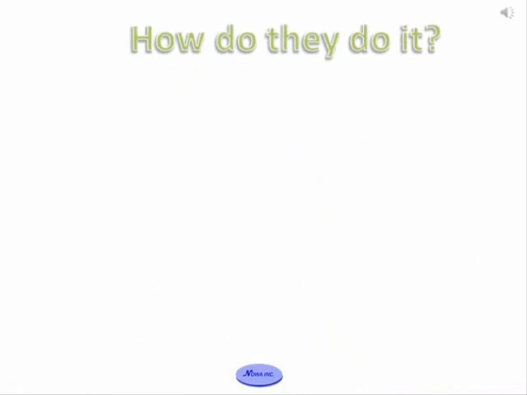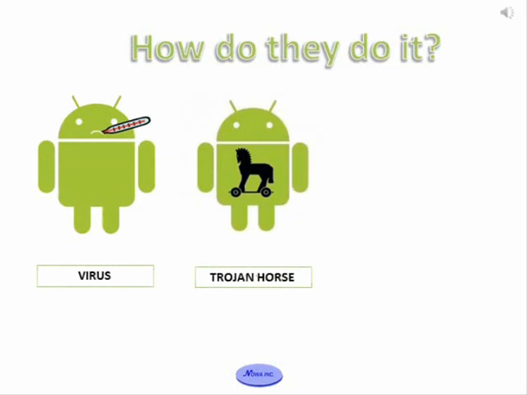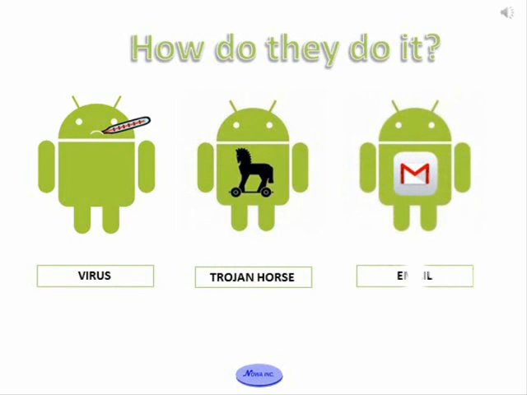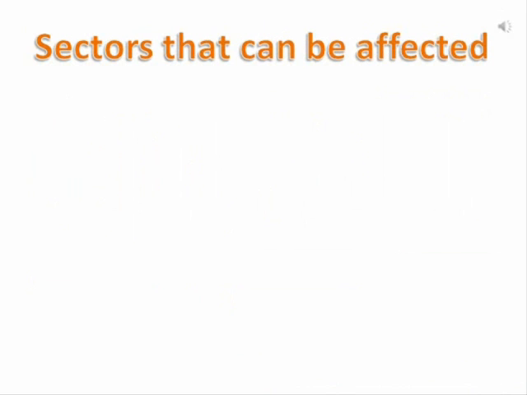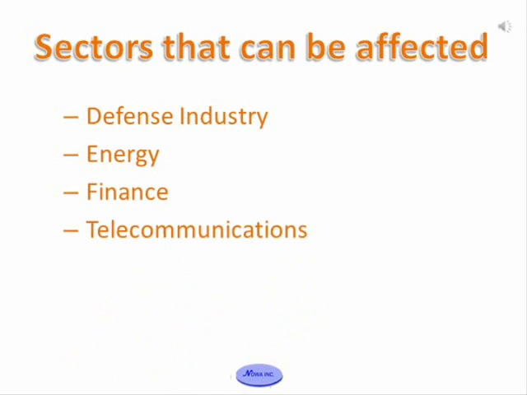There are numerous ways hackers can get into a system, through a virus, a Trojan horse, or even an email. Wireless networks can be one of the biggest threats to the public because in this case, you don't have to be physically connected to a computer to acquire its information. There are some sectors that can be affected, like defense industry, energy, finance, telecommunications, transportation, etc.